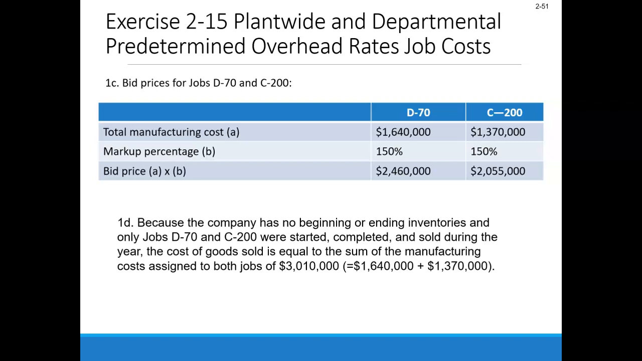Cost of goods sold is equal to the sum of the manufacturing costs assigned to both jobs A and B. So it's going to be the 1,640,000 and the 1,370,000. The total cost of goods is going to be, or manufacturing cost is going to be 3,010,000.